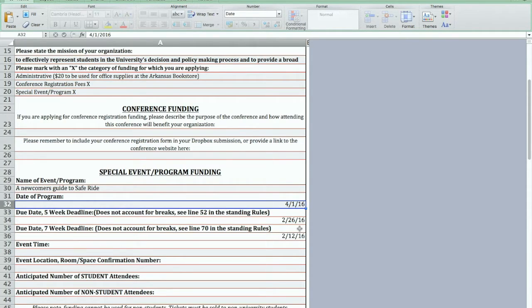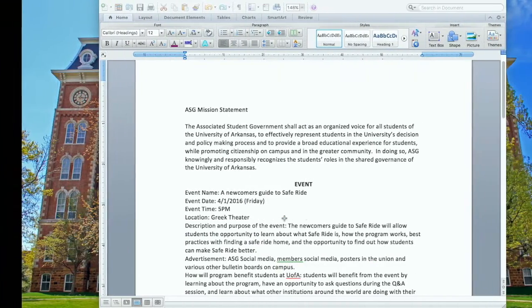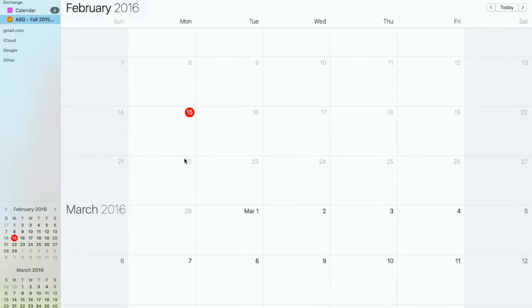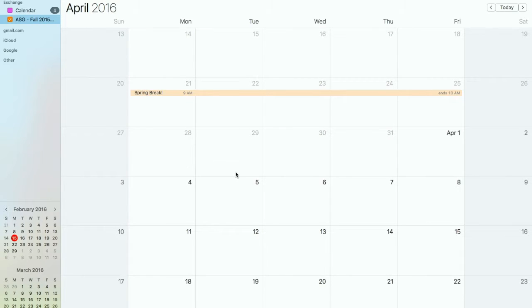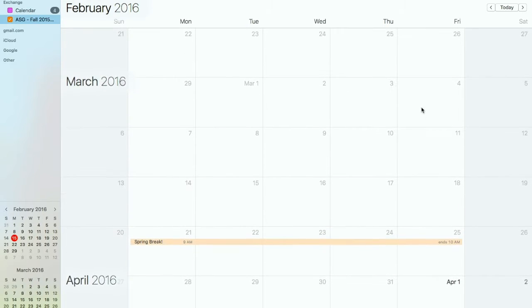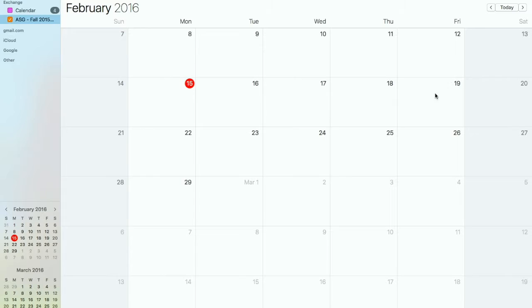And so let's go ahead and look at the calendar because we're getting pretty close to spring break. It is February 15th, so let's look at how that adds up on the calendar. The event is on April 1st. So let's go ahead and count. This is spring break, so you don't count this week. The event needs to be 5 weeks in advance. You don't count spring break, so that's 1, 2, 3, 4, 5. So the due date is actually February 19th, and that's this Friday.